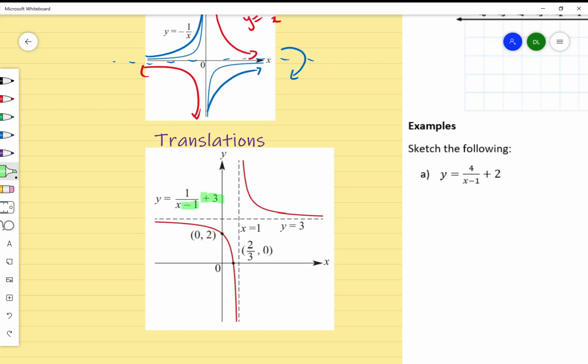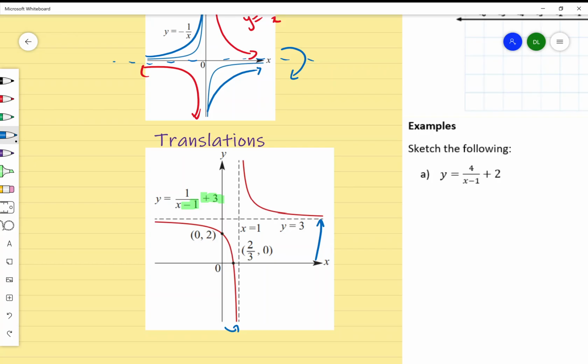Now, treat this as if it's inside the bracket, just like you did with parabolas. Right now, it's a -1, so you do the opposite, because it's in the fraction. We do the opposite, and we shift 1 to the right. You'll see that as I shifted 1 unit to the right, my asymptote shifts 1 unit to the right as well. As I shift 3 units in the positive direction of the y-axis, my asymptote does the same.